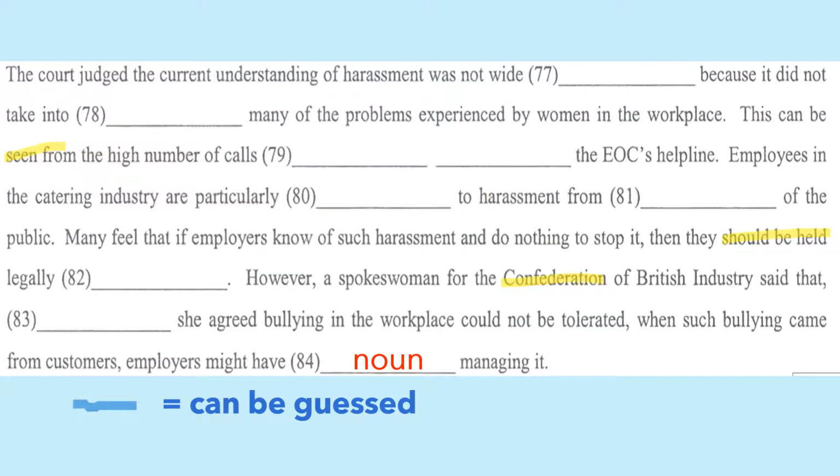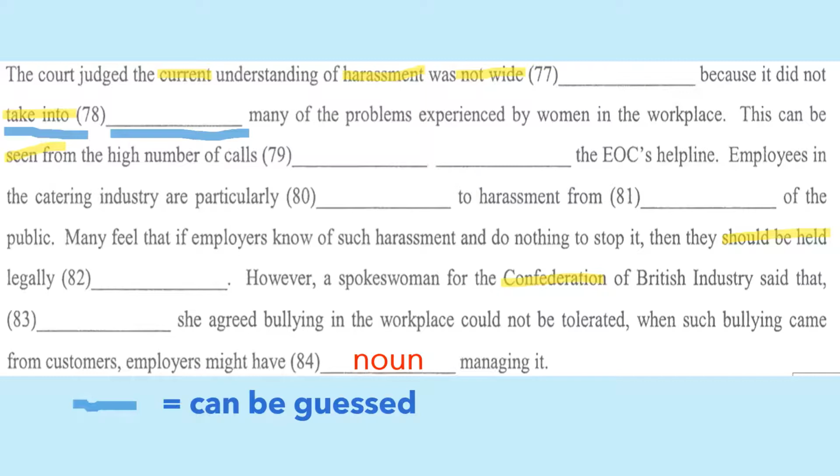All right, moving on. The court judged the current understanding of harassment was not wide something. It wasn't good something. So what's the word there? Because it did not take into something many of the problems. Okay, take into something is a phrase that you either know it or you don't. Many problems experienced by women in workplace.